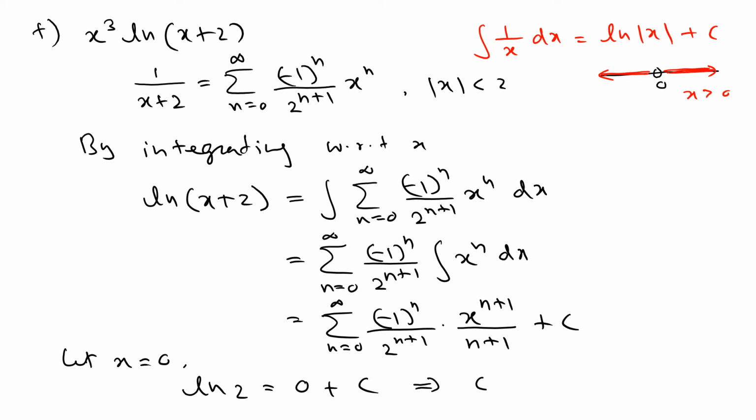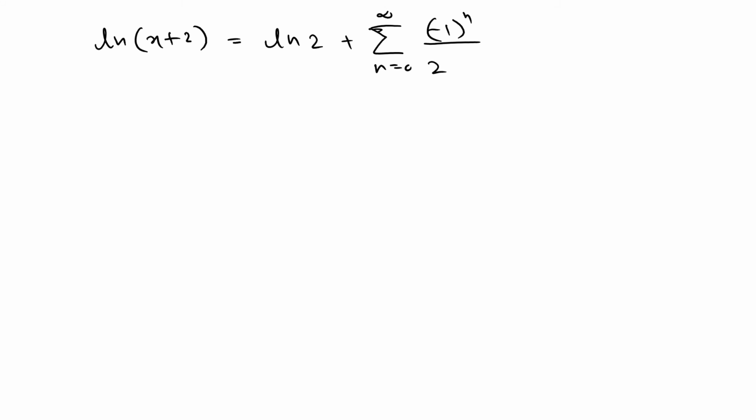So this says that c equals ln 2. Now what we can do is plug that in, so we're going to get this. We have ln(x plus 2) equals c, which was ln 2. So we write that first and then the rest of the series: sigma n going from 0 to infinity, negative 1 to the n over 2 to the n plus 1, and then you can also write n plus 1 here if you want, and then this is x to the n plus 1.